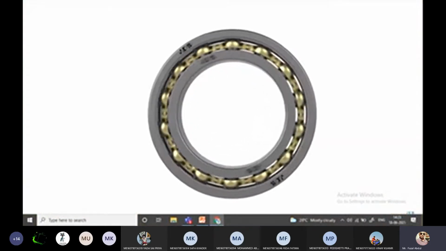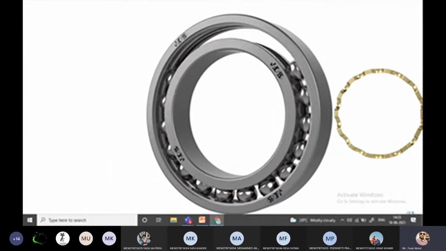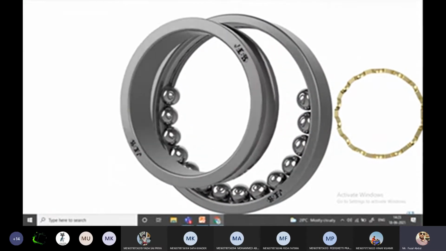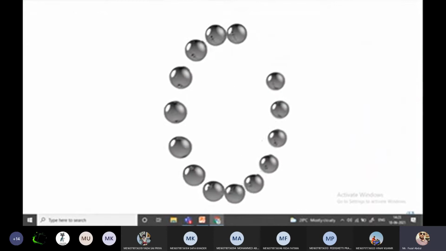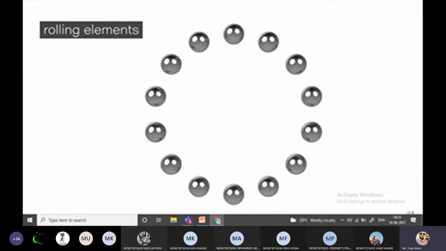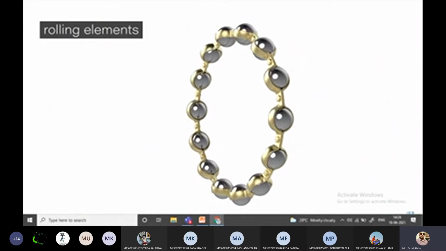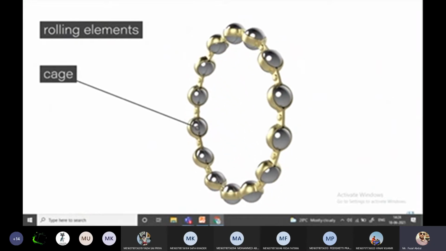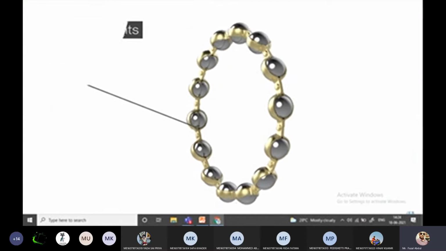Let's take a closer look at a classic ball bearing. By decomposing and sectioning it, its components can be analyzed. The first elements that immediately get our attention are the steel balls. They represent the rolling elements, and they are held together by a cage, which can come in different shapes and is made of low friction materials.